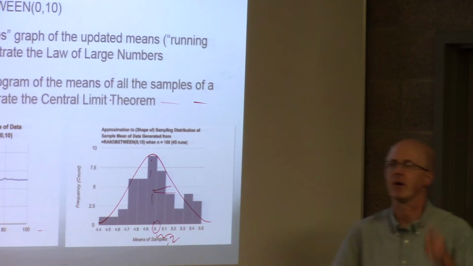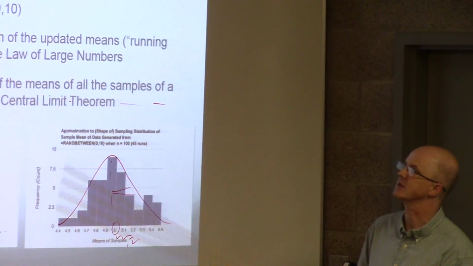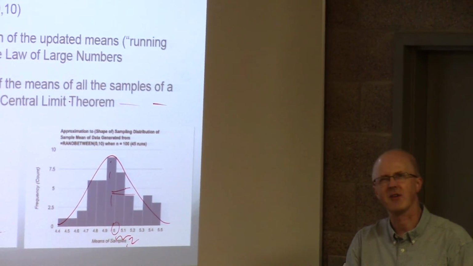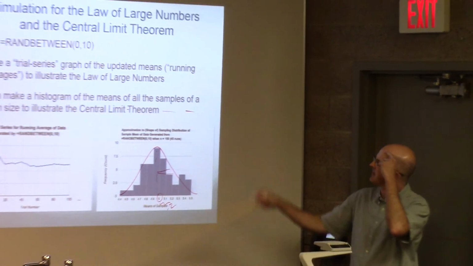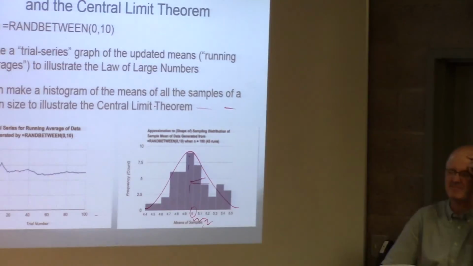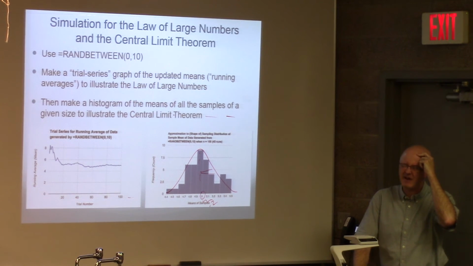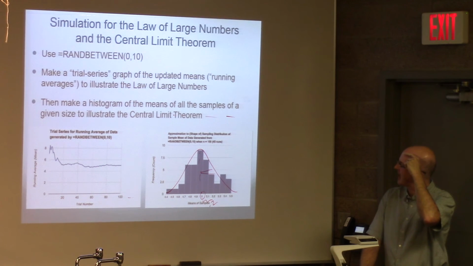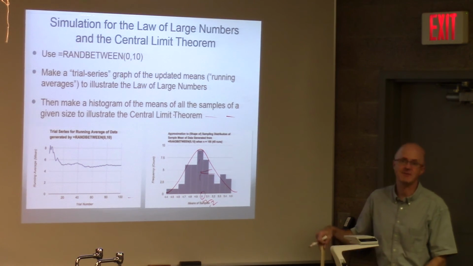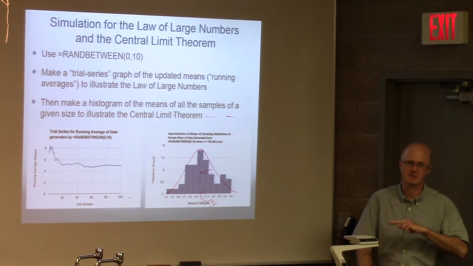Oh, I should have done this beforehand. I forgot the standard deviation of the population here. If I remember correctly, the standard deviation of a population generated with that might be around 1 over square root of 12 or something. Is that right? I'm going to have to figure that out after class. That's probably wrong.